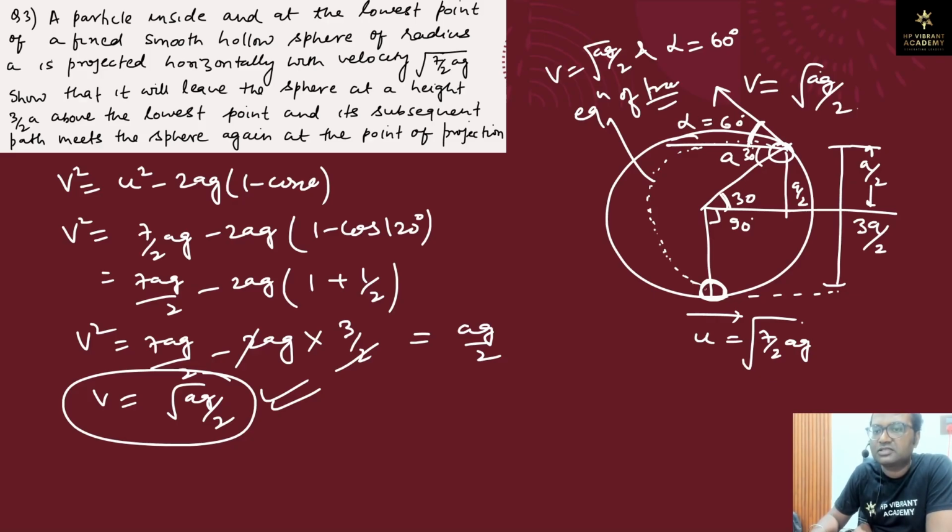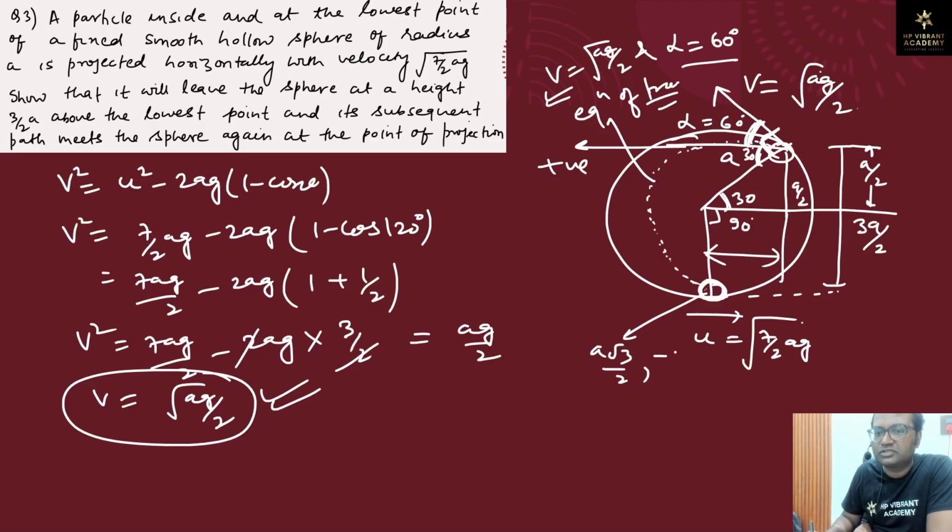Because this angle is 30, this angle will also be 30 and this whole angle is 90 degree. Okay, so this angle will be 60 degree. So v is root under ag upon 2 and alpha is 60 degree. So what will be the coordinate? Let us consider this direction as positive. What will be the coordinate of this? This coordinate will be this whole distance, which is a cos 30 degree. Okay, a cos 30 is a root 3 upon 2. And what will be the y? Value of y is minus, this is a by 2 and this is a, so this is minus 3a upon 2. Okay, this is the bottommost point.